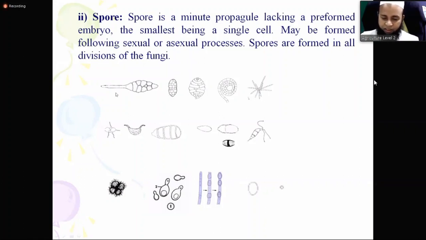So you can see spore, how they look like. This is elongated and looks like a club, looks like an insect or something like this, and this looks like a coil. This is very small, elongated, kidney shaped, flagellated, and you can see different types of spore.